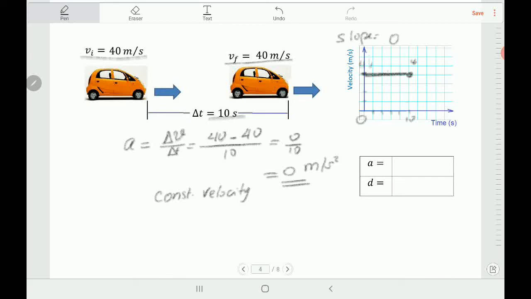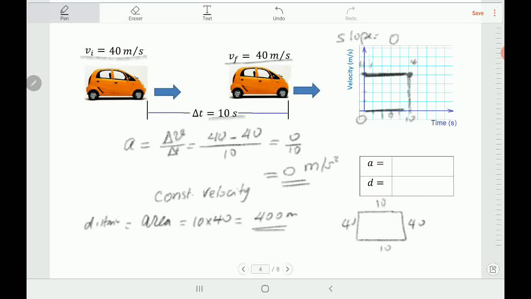Of course there is a distance, but this is very simple. It's the area under the curve. When you make it like that, it will be like a rectangle. The length is this one, which is 10 seconds. So you have this 10, you have this 10, 40, 40. So the area is equal to 10 times 40, 400 meters. So the distance traveled by the car is equal to 400 meters.